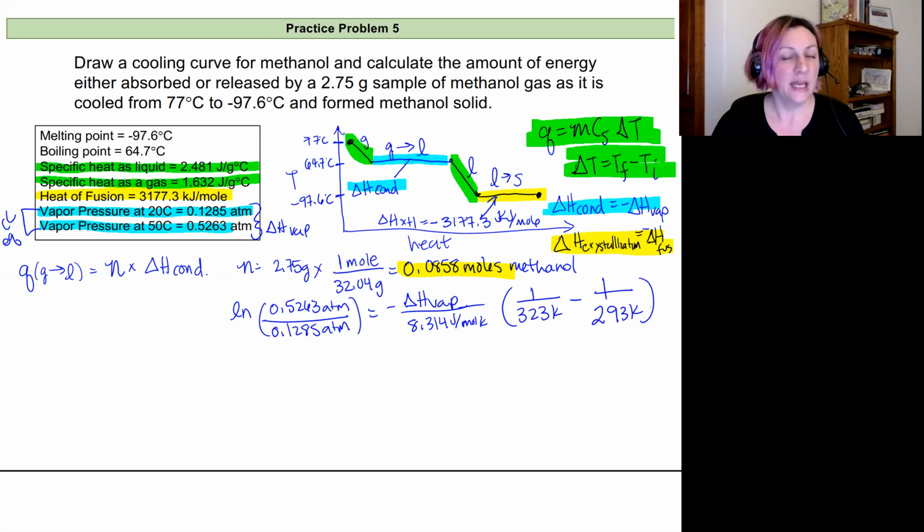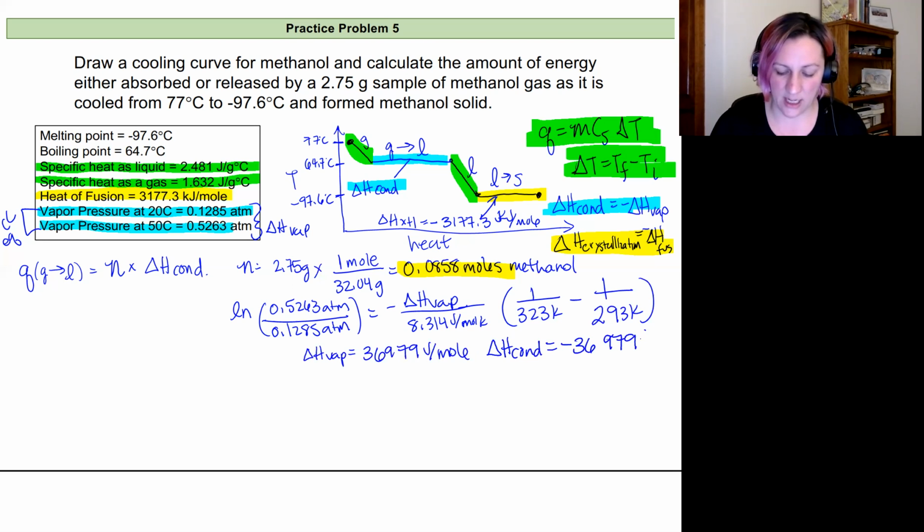Big equation. It takes a minute to plug into my calculator and solve this, but I got a value for my enthalpy of vaporization equal to 36,979 joules per mole. If that's my enthalpy of vaporization, my enthalpy of condensation is the opposite. It's negative 36,979 joules per mole. All right, so now I have the information I need to actually calculate the heat that is going to be released during that phase change.